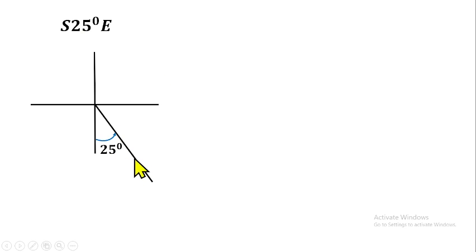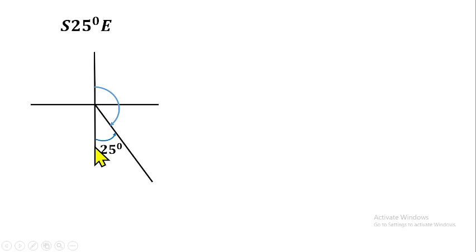Then if you want to take it to 3-digit bearing, where is the angle going to start from? We'll start from the north to this line here. So we are looking for the angle from here to here. That's what we are looking for in 3-digit bearing, because in 3-digit bearing, the angle is from the north. Then how do we get that?